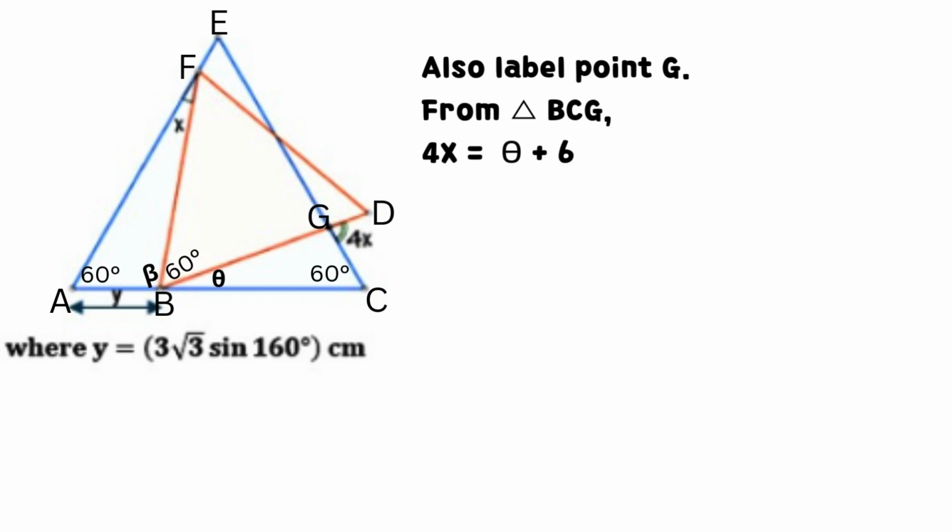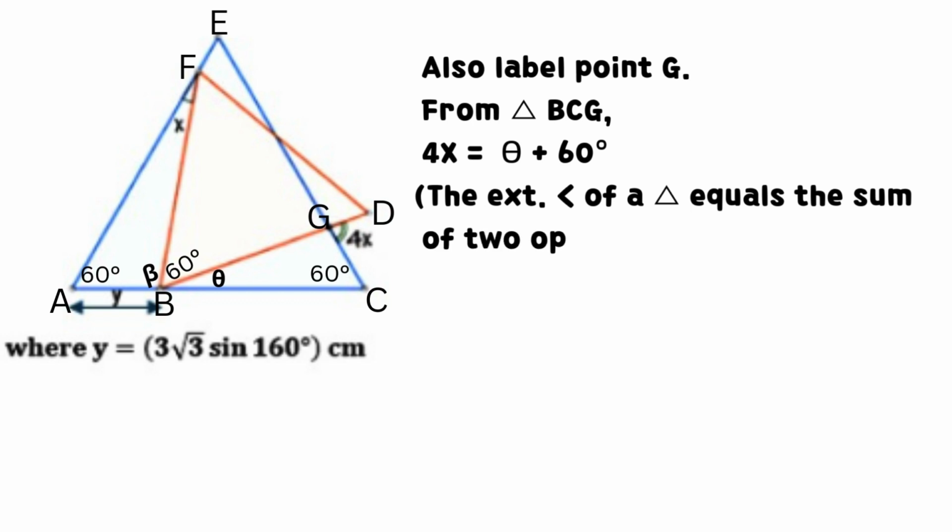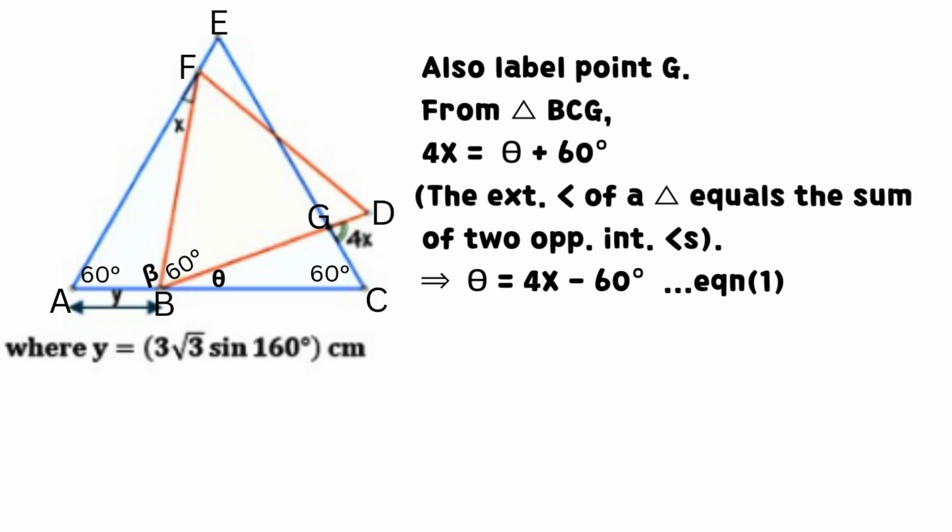Also label point G. From triangle BCG, 4 times x equals the sum of theta and 60 degrees. The reason is that the exterior angle of a triangle equals the sum of the two opposite interior angles. This implies that theta equals 4 times x minus 60 degrees. We call it equation 1.